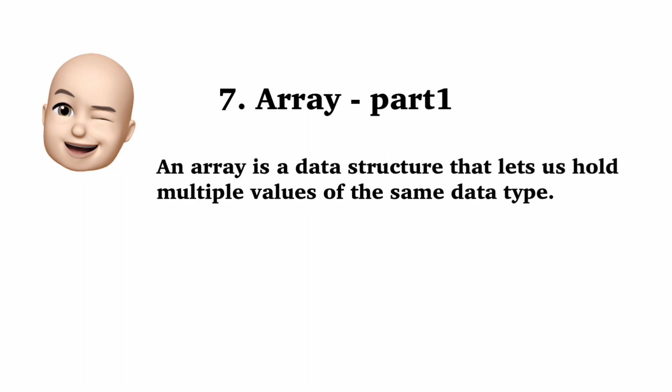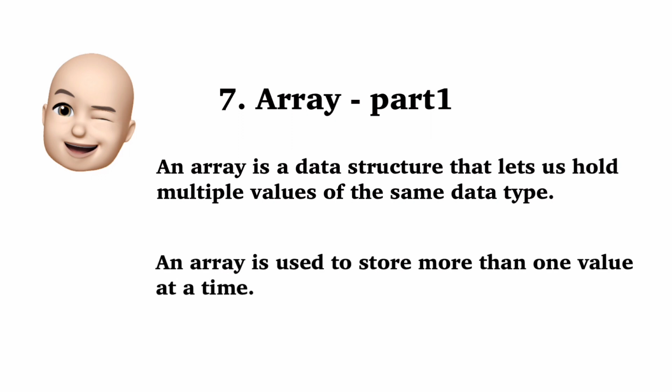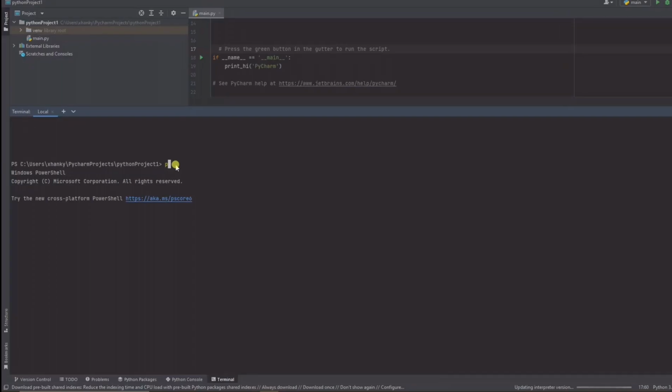Today we're going to cover arrays in Python, part 1. So let's get started. The key idea of an array is it's a data structure that lets us hold multiple values of the same data type, and it's similar to a list. An array is used to store more than one value at a time. Let's get into some examples.